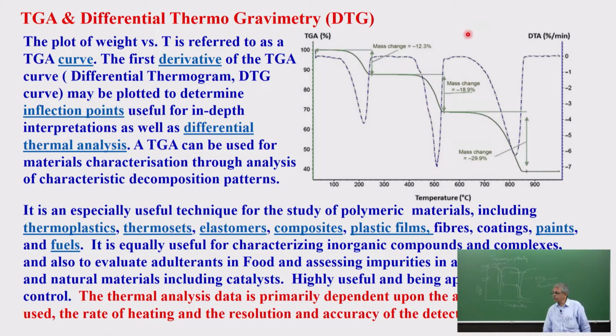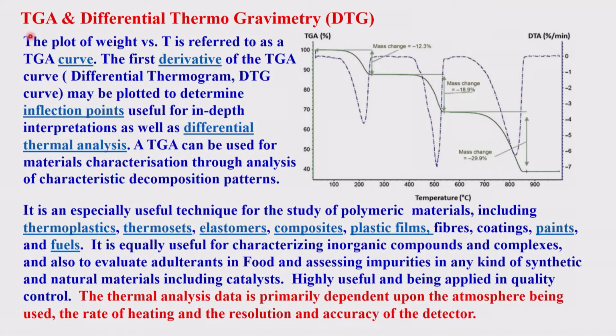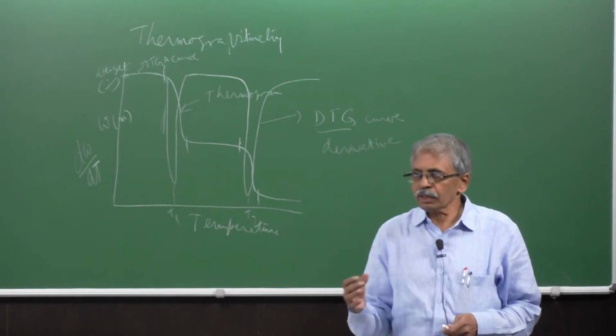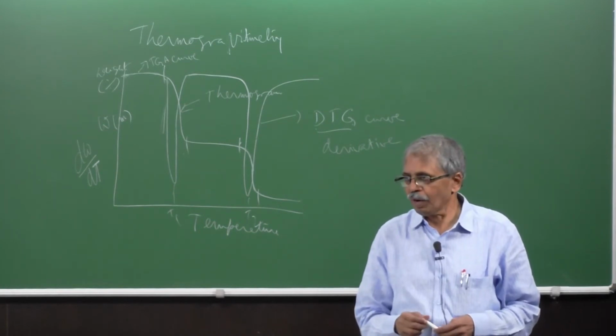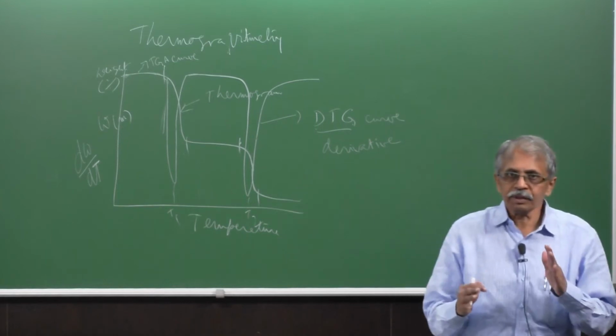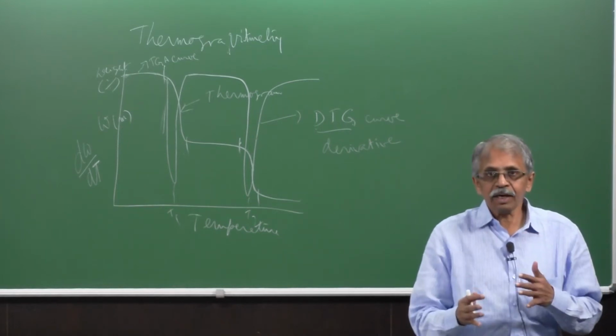So this dashed curve is the DTG curve, which does not require an additional experiment, only the same experiment of TGA gives you the DTG. Many times people are not very clear about that. So where can one use this? I have still not explained one more part, how to interpret this, that we will come to in a while.